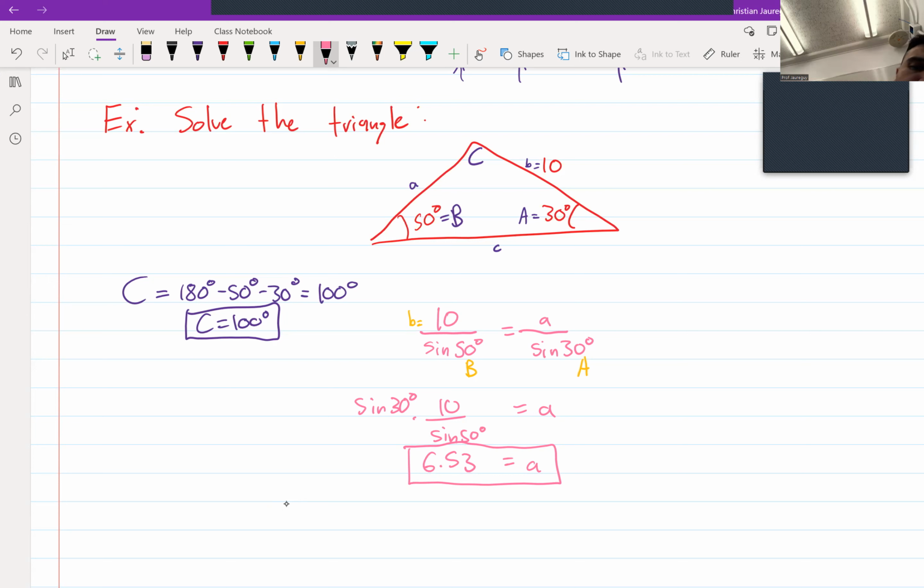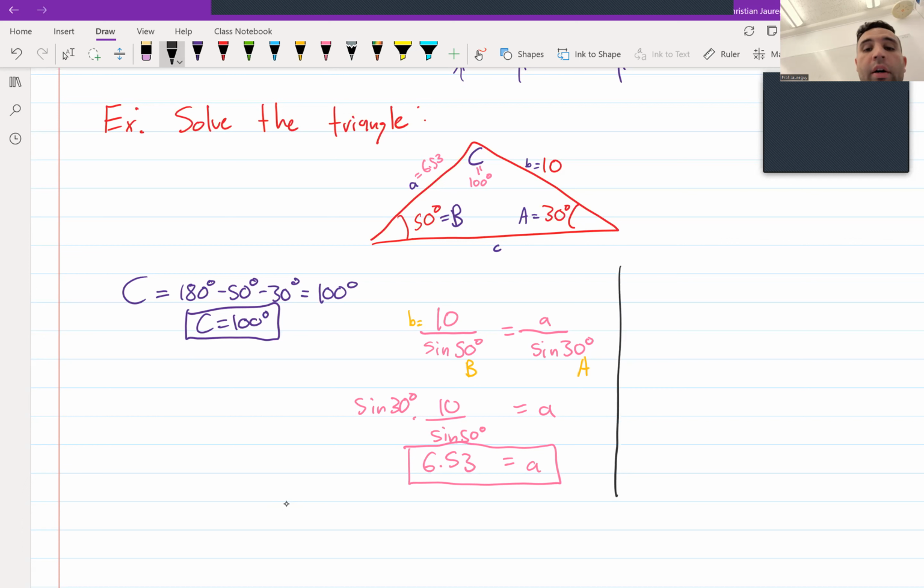Cool. And sometimes it's nice to put these things up here. 6.53, big C is 100 degrees. And the reason I say that is it's a way of double checking your answer. The side across from the smallest angle is the smallest side. So the fact that 6.53 is less than 10 makes sense because 30 is less than 50. So in theory, this big C should spit out the biggest side so far. Let's test it.